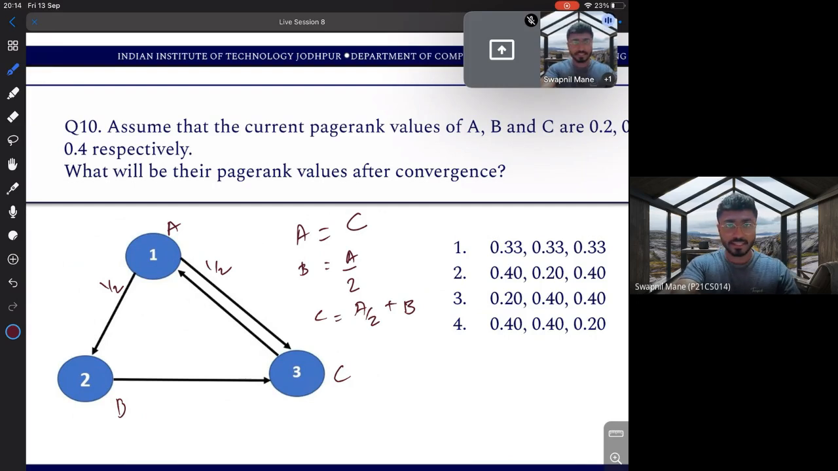This is I3. I3 means C, and B is A divided by 2, which is G3 divided by 2. G3 means A, right? And B means H3, right? So let's copy this to the next row, and let's drag for a couple of iterations.